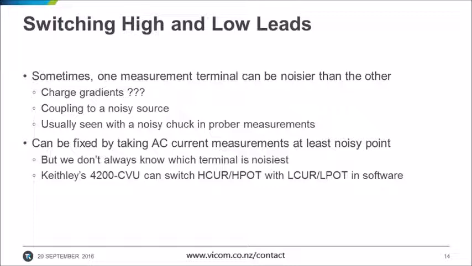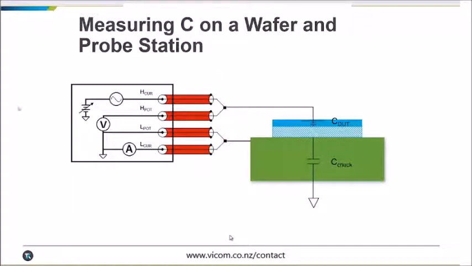Because of the separation of source and measure, many times we can eliminate this noise, or at least quiet it down, by switching the position of H-cur H-pot with L-cur L-pot terminals, thus changing on which terminal the measurement is taking place. In a prober configuration, the probe station chuck is an extremely large capacitor, and it can act as a large antenna that collects random noise. Since the substrate is electrically connected to the prober's noisy ground, the ammeter will be sensitive to this noise and will cause errors in your capacitance measurement.